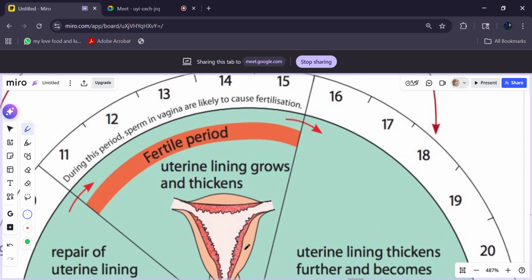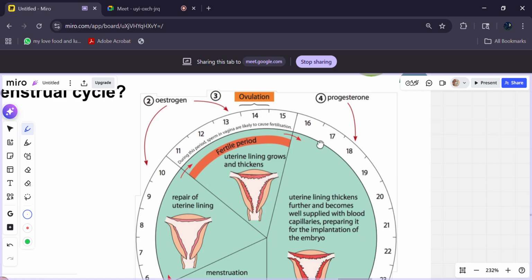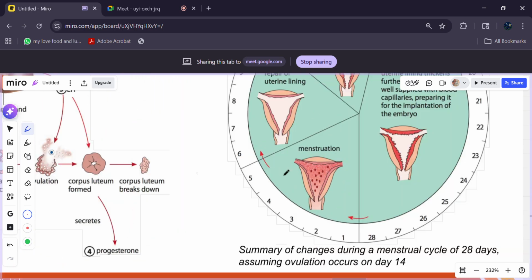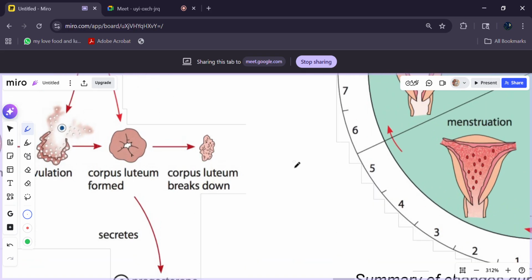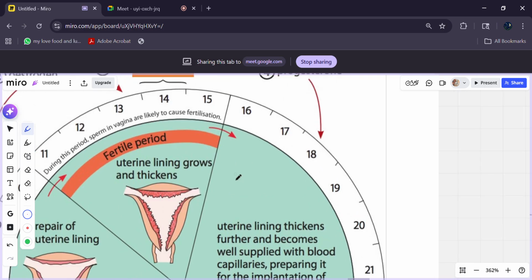This is around day 11 to day 15. Now, on day 14, ovulation occurs, and the luteinizing hormone causes ovulation. The follicle stimulating hormone stimulates the development of follicles, and it's the follicles that secrete the estrogen into the bloodstream, and it's the estrogen that causes the repair and growth of the uterine lining.